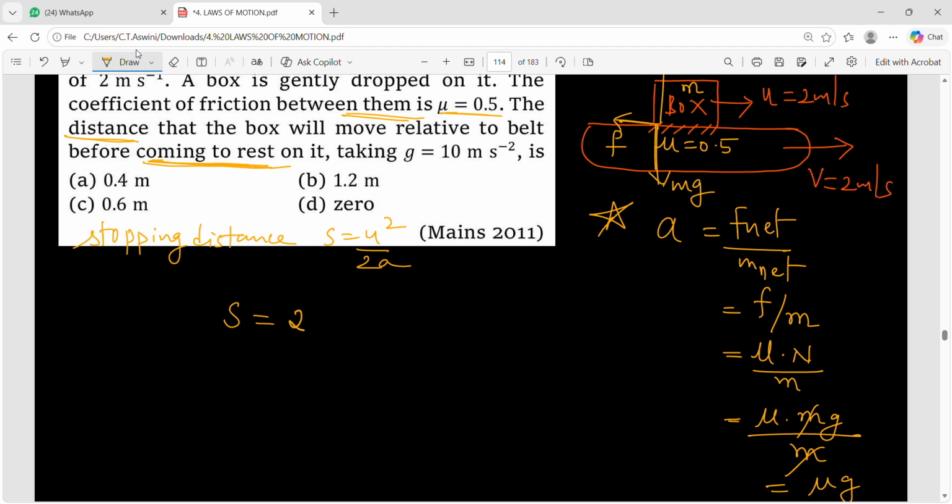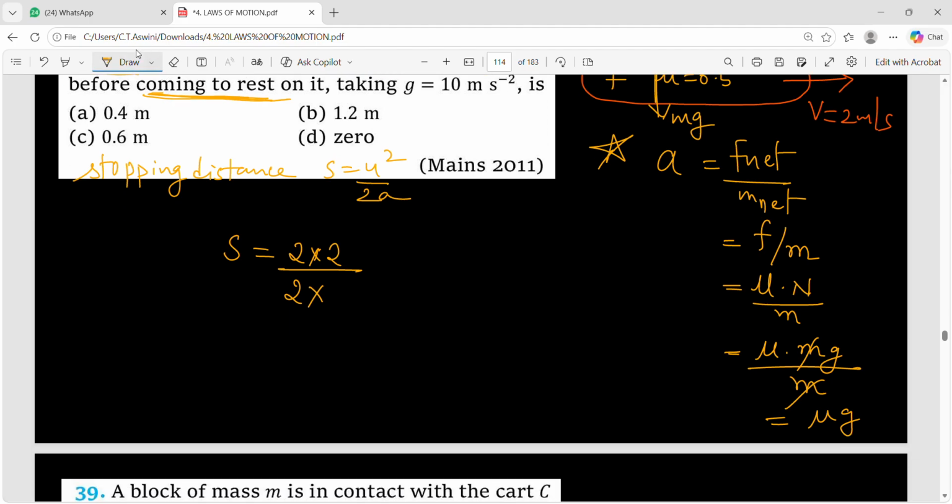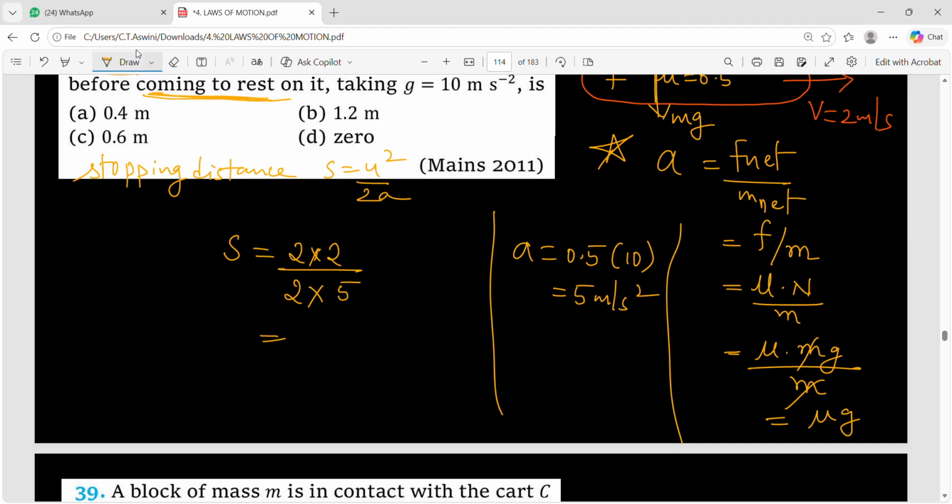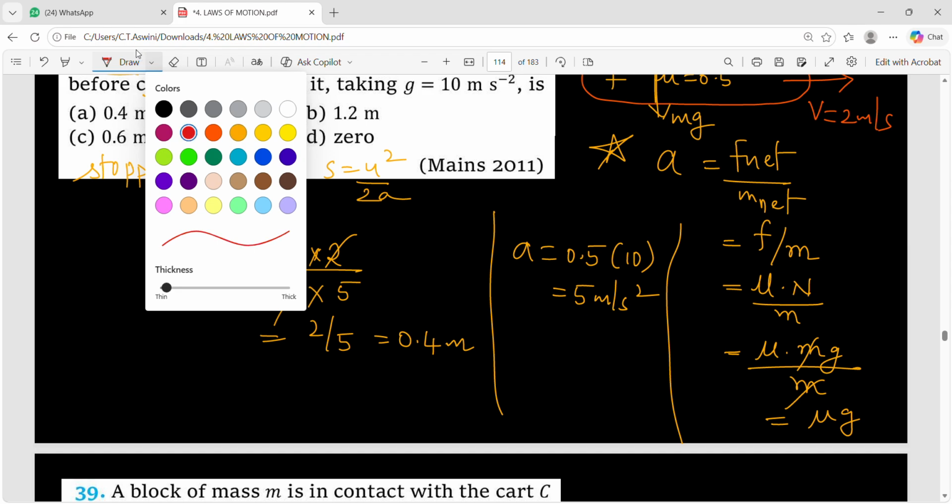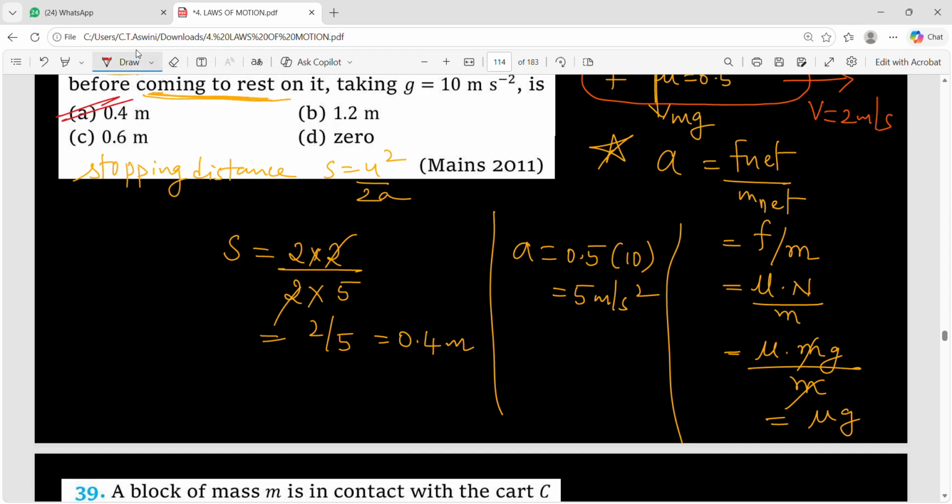So what is the stopping distance? U square upon 2 into acceleration. How much is the acceleration? Mu into g. Just substitute. Our mu value is given as 0.5, g is 10, so you'll get 5 meter per second square. So 2 cancel, 2 by 5, that means 0.4 meters. So the block will move a distance of 0.4 meters on the belt before coming to rest.